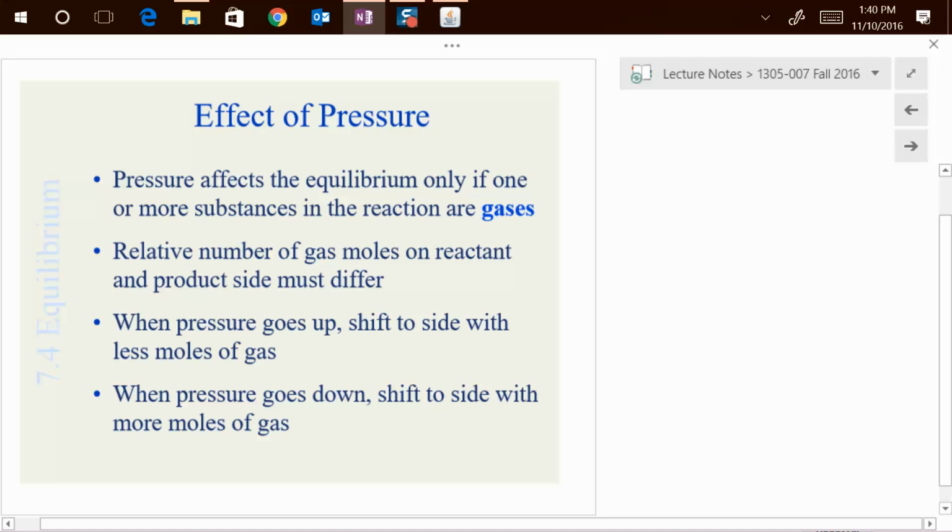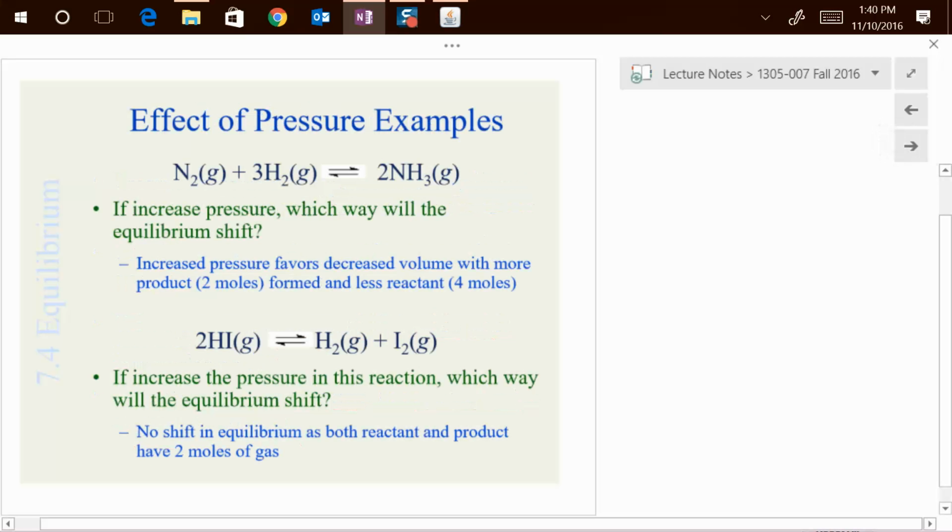Pressure is a little different because pressure doesn't deal with the concentrations of things. So once your system reaches equilibrium, then what you have to look at is the actual chemical equation and decide which side has less moles of gas to determine which way this is going to shift with pressure changes. Okay? So when pressure goes up, shifts to the side with less moles of gas. When pressure goes down, shifts to the side with more moles of gas. So let's see if we have an example of that.